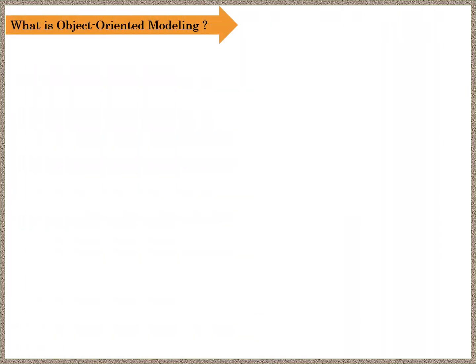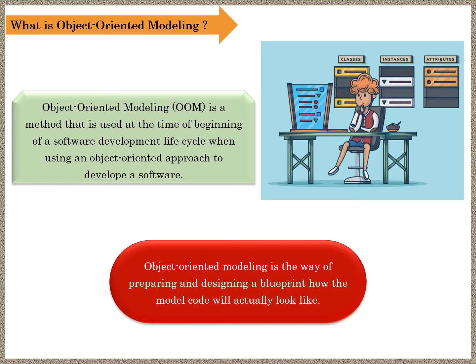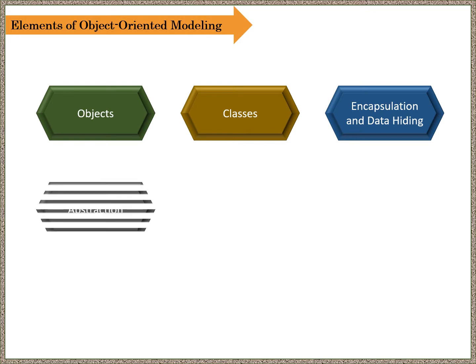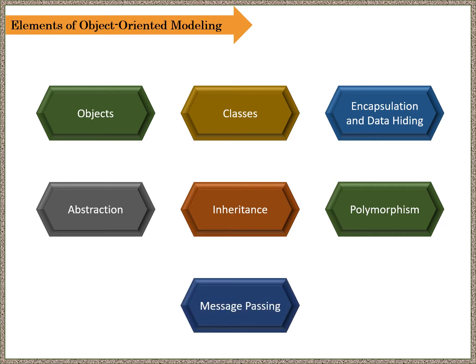What is object-oriented modeling? Object-oriented modeling (OOM) is a method that is used at the beginning of a software development life cycle when using an object-oriented approach to develop software. Object-oriented modeling is the way of preparing and designing a blueprint of how the model code will actually look. Elements of object-oriented modeling: objects, classes, encapsulation and data hiding, abstraction, inheritance, polymorphism, and message passing.